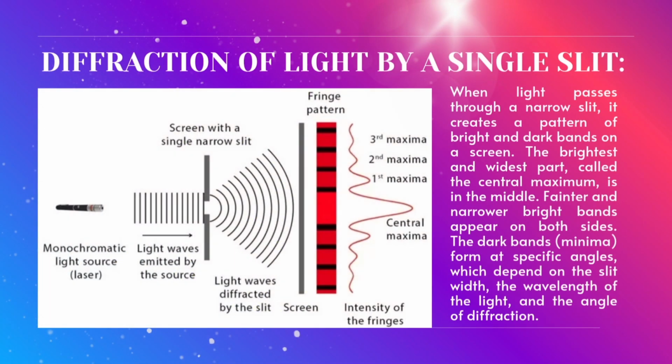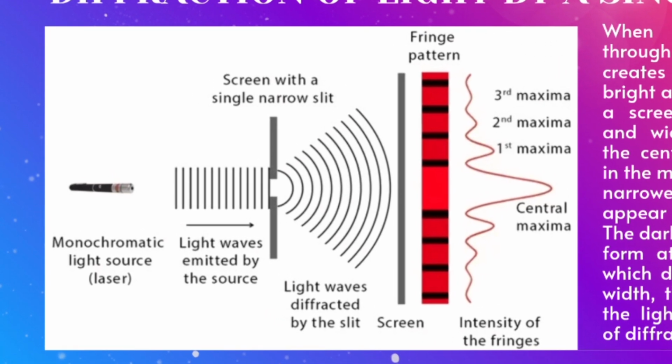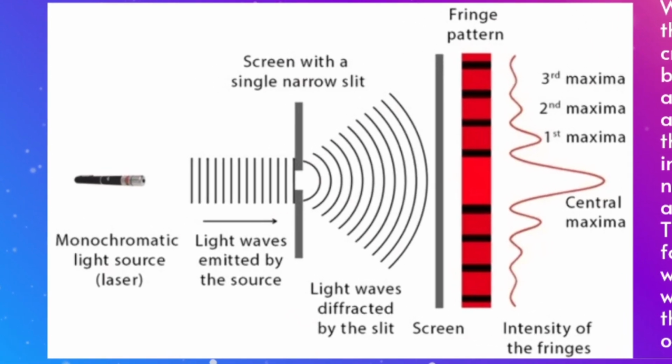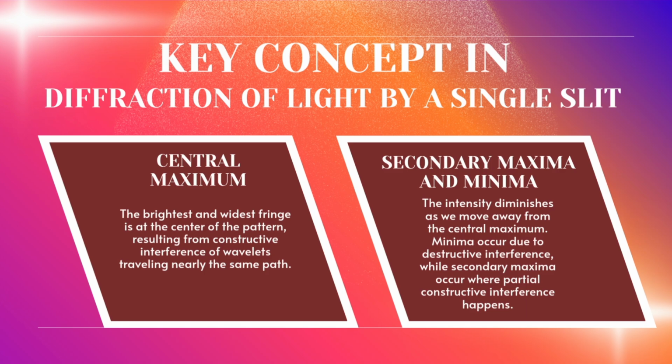When a beam of light passes through a single narrow slit, it forms a pattern of alternating bright and dark bands on a screen. This is called a diffraction pattern. At the center is the brightest region, the central maximum, and on both sides are dimmer bright bands separated by dark regions called minima. And here are a few key concepts of physics in this topic.